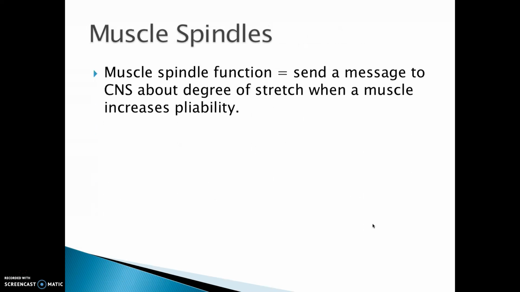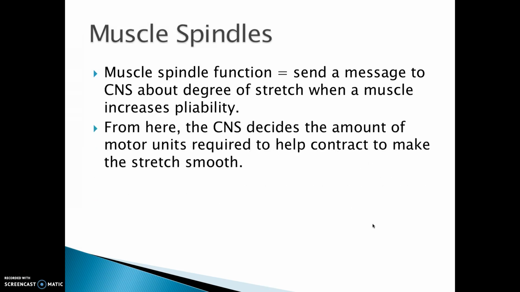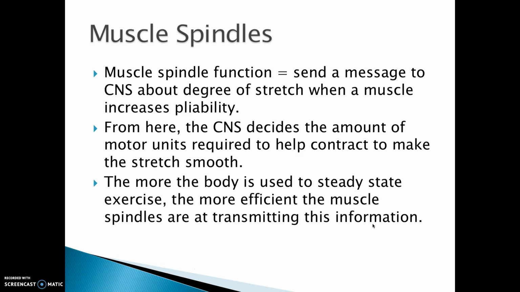So a muscle spindle's function is to send a message to the CNS about the degree of a stretch when a muscle increases its pliability. From here, the CNS decides the amount of motor units required to contract the muscle to make the stretch smooth. Now the more the body is used to steady state exercise, the more efficient the muscle spindles are at transmitting this information. Therefore, in Mo Farah's case, it would be of a huge benefit because he's extremely used to running in steady state region.